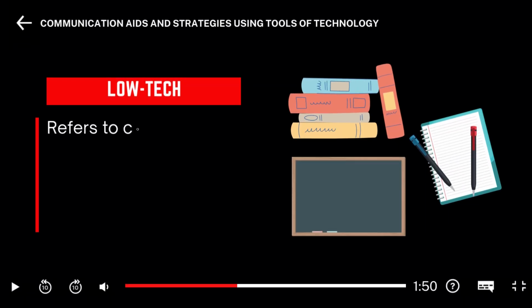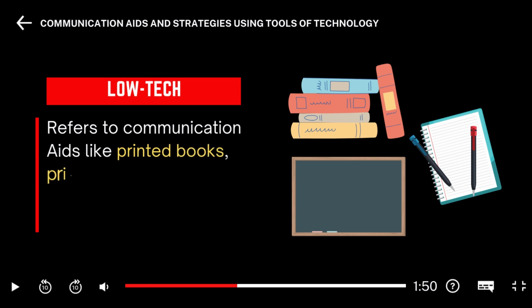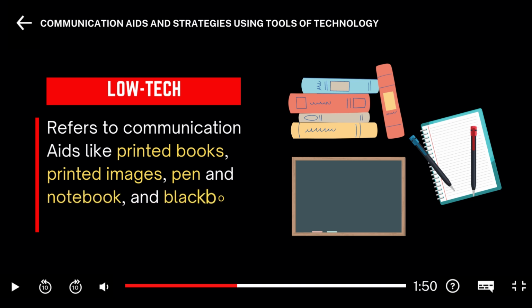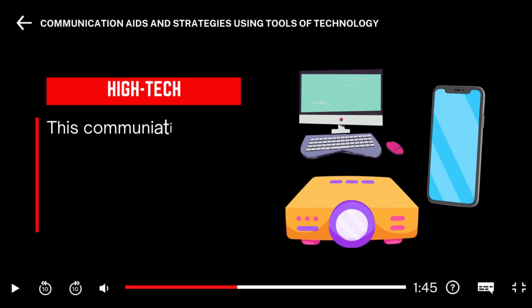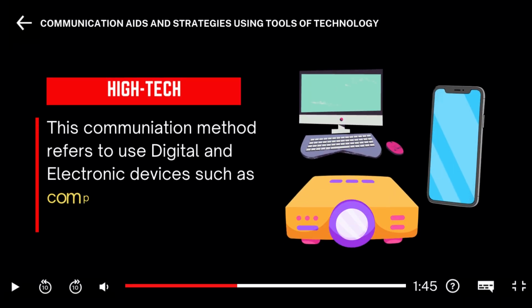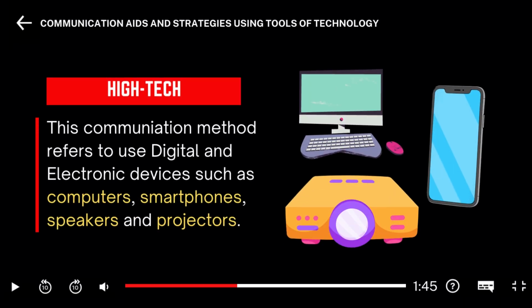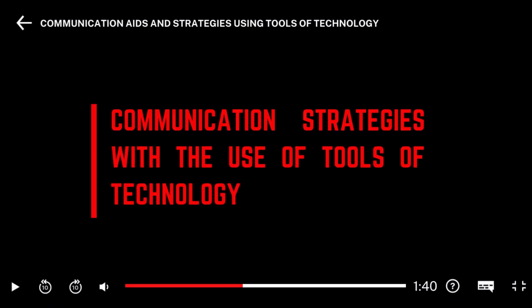So let me tell you what's the difference between low-tech and high-tech. When we say low-tech, it refers to communication aids like printed books, printed images, pen and notebook, and blackboard or whiteboards. When we say high-tech, it refers to use digital and electronic devices such as computers, smartphones, speakers, and projectors.